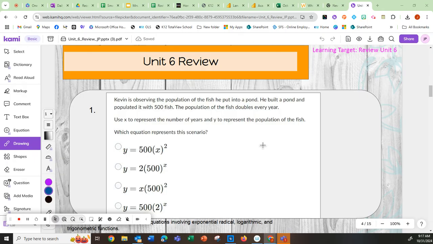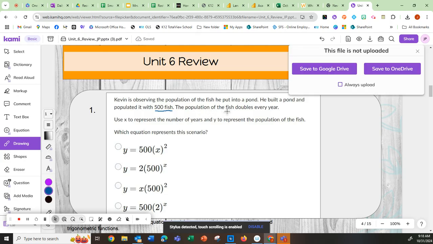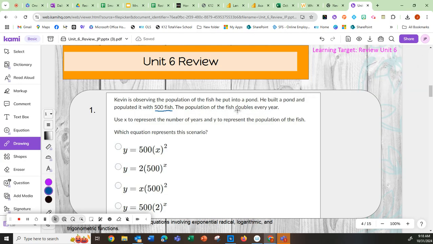Number 1 says that Kevin is observing the population of the fish he put into a pond. He built a pond and populated it with 500 fish. So 500 is going to be our initial amount. We're going to need that for our formula. It says that the population of the fish doubles every year. That's going to be important. That's going to have something to do with our rate. So I'm going to put a little R right there. Use X to represent the number of years and Y to represent the population of the fish. Which equation represents this scenario?